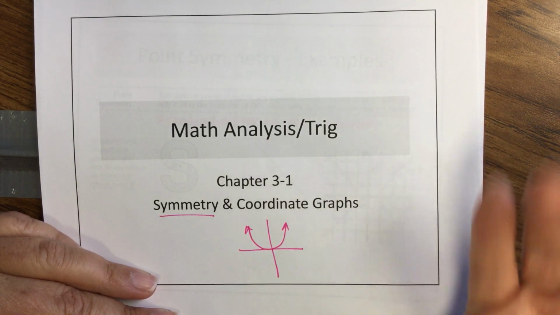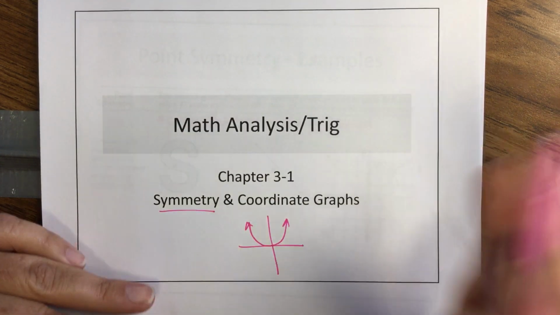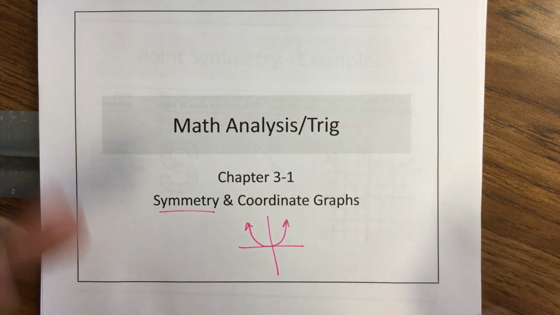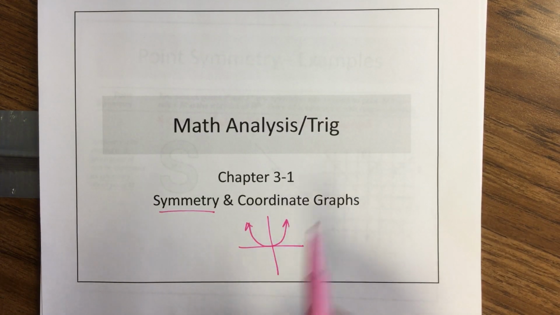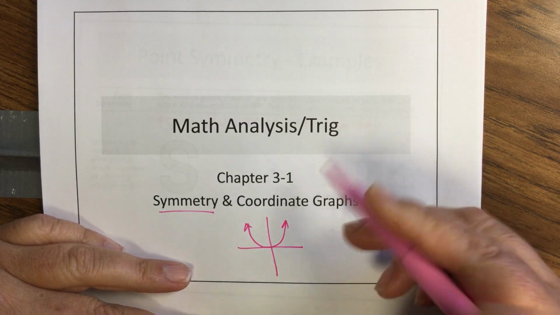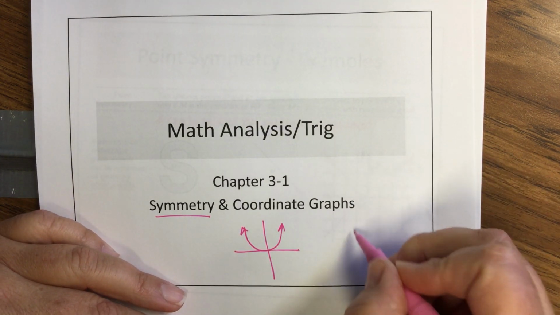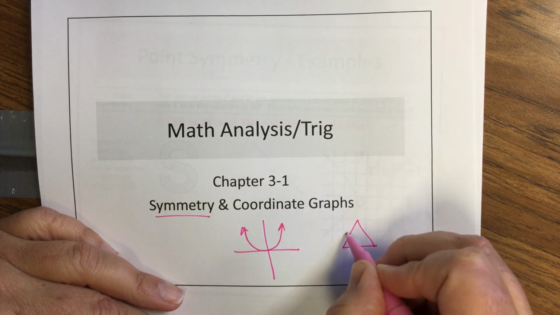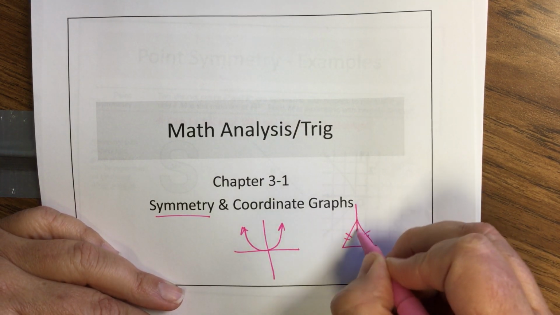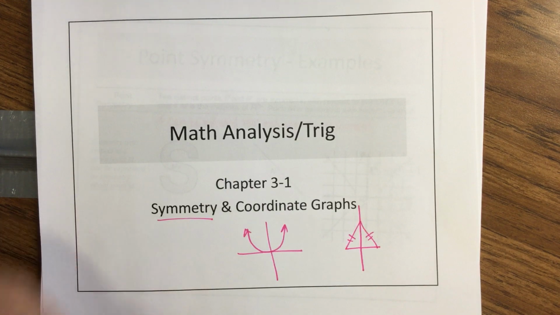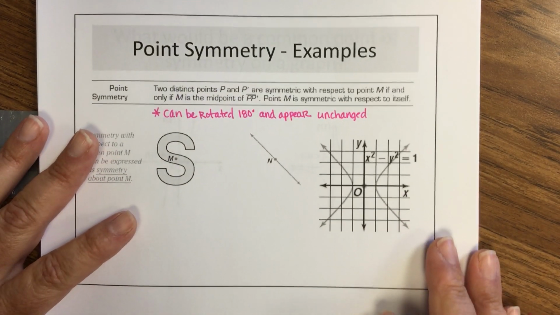Another way to think of it is if it's foldable. Can I fold this in half and it line up exactly on top of each other? That's one way to think about it. A circle would have symmetry. An isosceles triangle would have symmetry down the middle. So anything that's foldable. All right, so let's look at this first one.